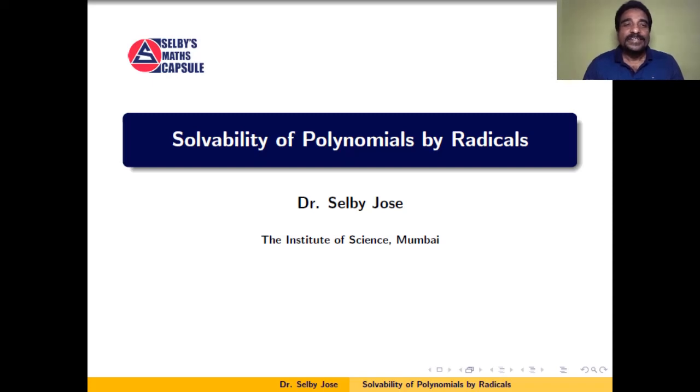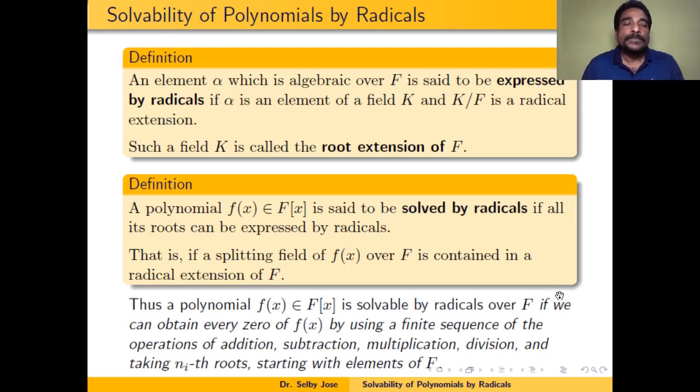Hi. So in this session we discuss the solvability of polynomials by radicals. So we begin with some definitions. An element alpha which is algebraic over F is said to be expressed by radicals if alpha is an element of a field K and K over F is a radical extension. That means if alpha is algebraic over F and alpha belongs to the top of a radical extension, then we can say that alpha can be expressed by radicals. So in this case, we say that K is a root extension of F.